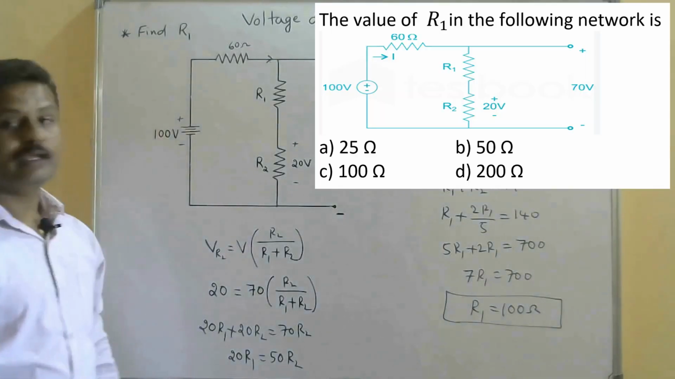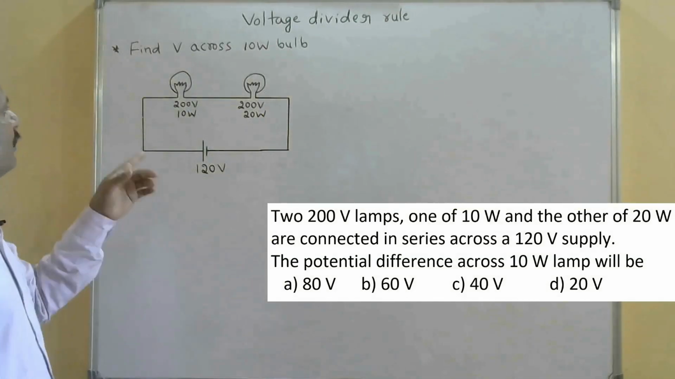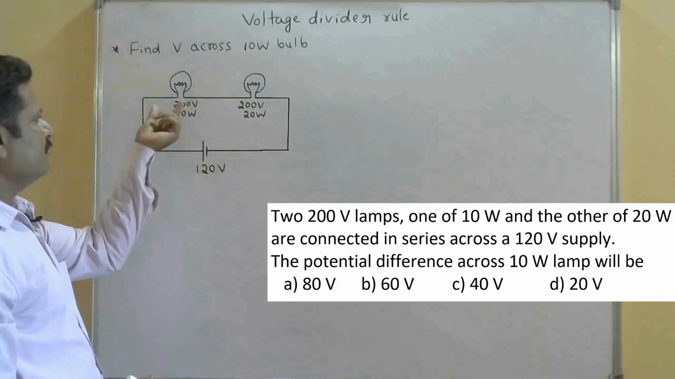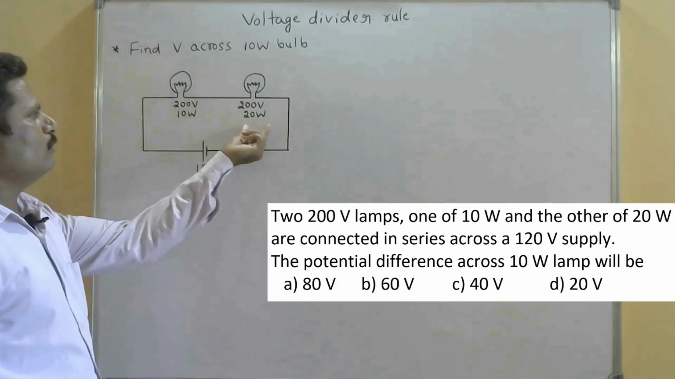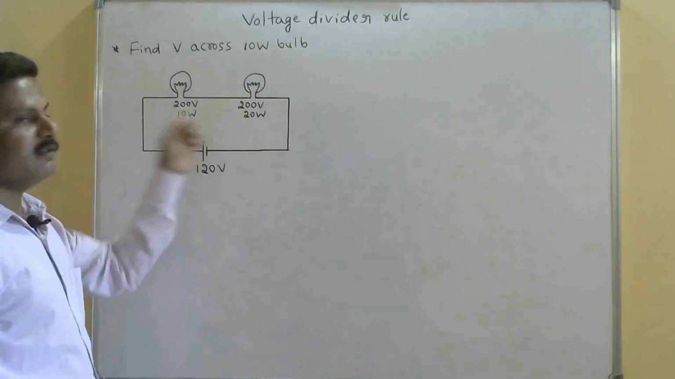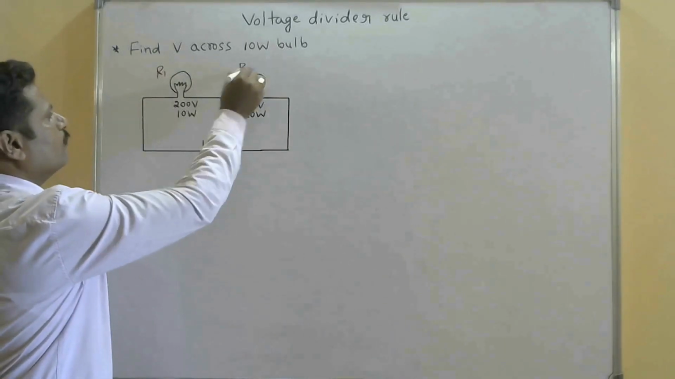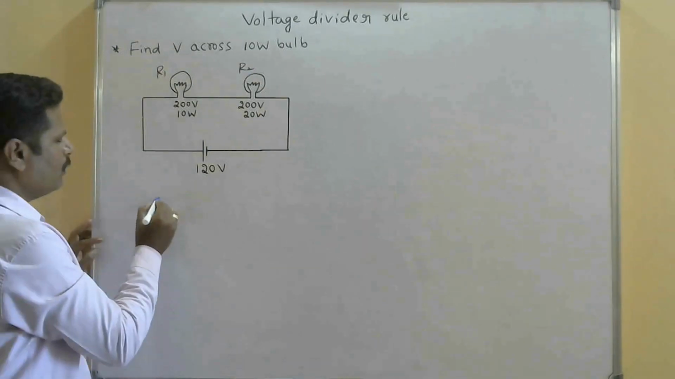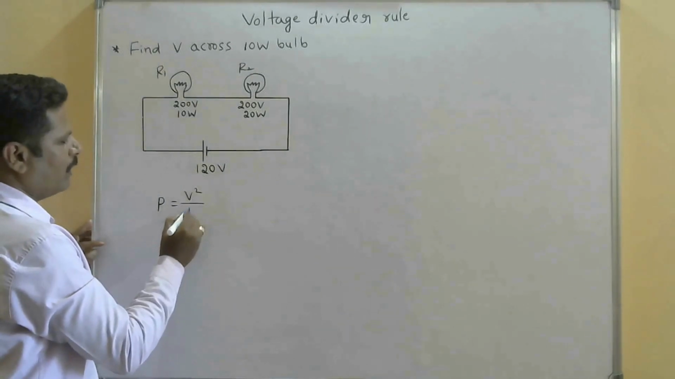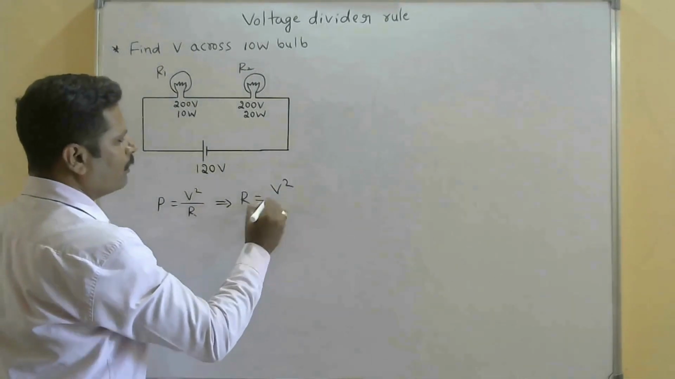Okay, let's go to the next problem. So look at this question. We need to find the voltage across the 10 watt bulb. Here these two bulbs are rated like this, 200 volt, 10 watt and 20 watt. If you want to apply the voltage divider rule, first you need to find the resistances of these. Let me consider this as resistance R1 and this as R2. Now we know that power is equal to V square by R. This implies that R is equal to V square by P.